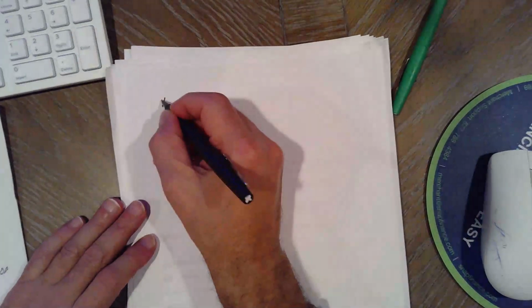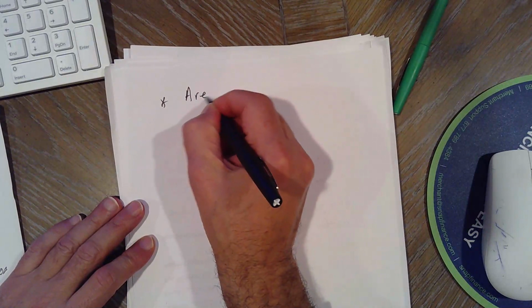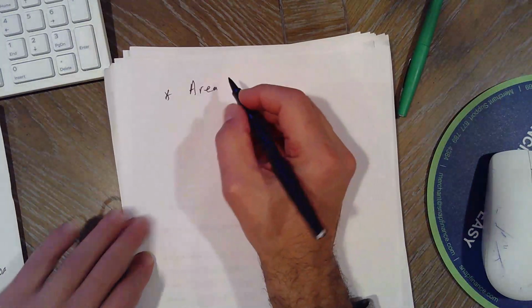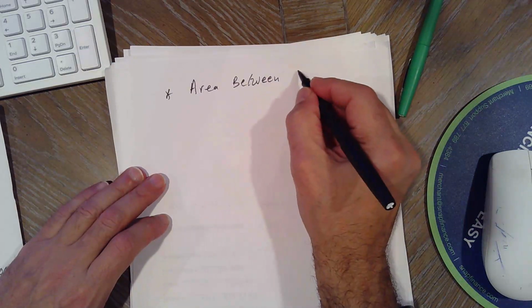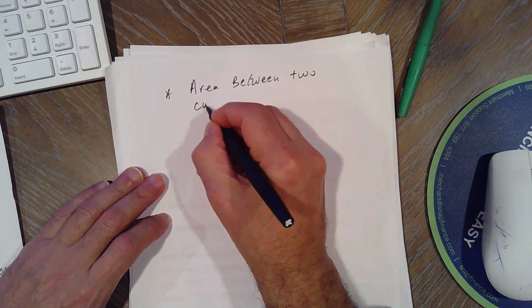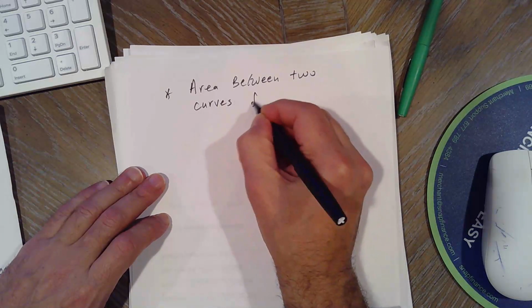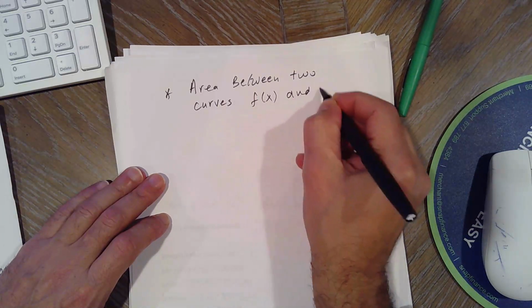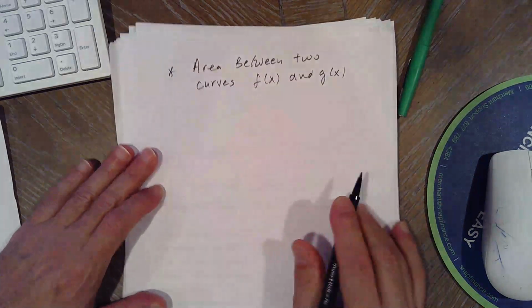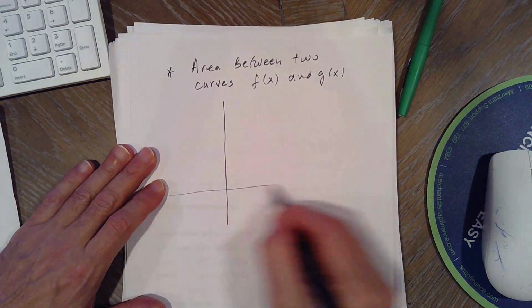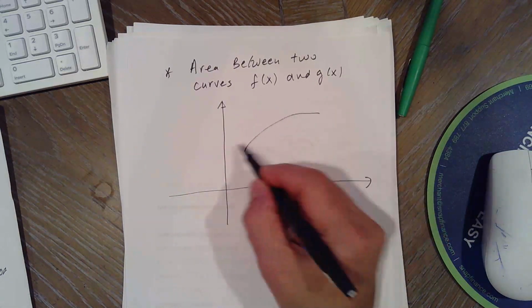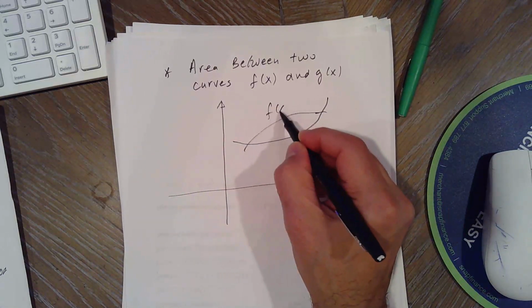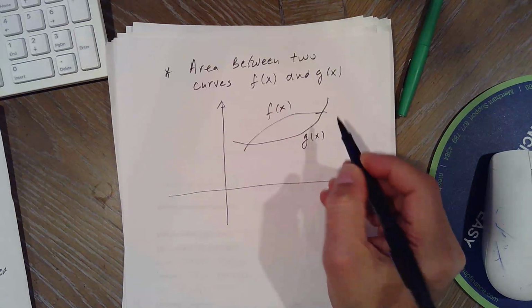So now, how do we find the area between two curves, f of x and g of x? So basically, this is what you're going to do. There's all the explanation in the notes. So f of x is the above curve, g of x is the below curve.